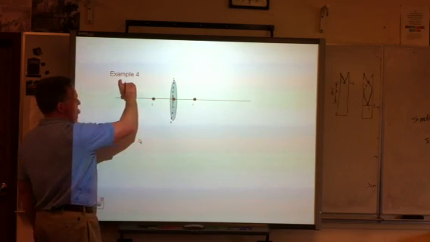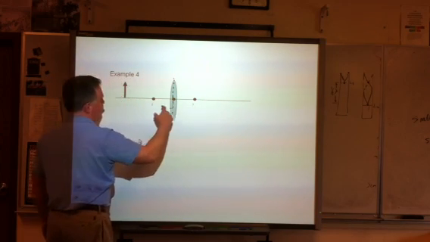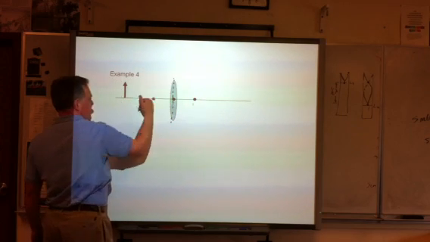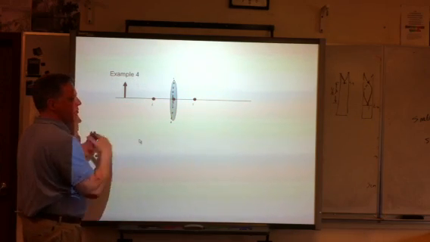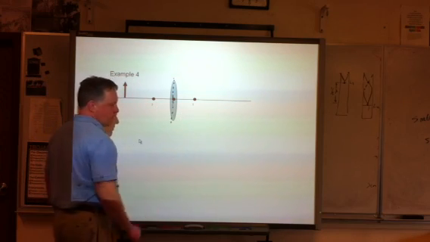So I can put my object on this side and have the light go through and go down through this focus. Or I could have the object on this side, and the light that goes parallel like this would go down through this focus. You have to be able to realize you could draw it either way. Light that goes through the center is going to go straight through the center.